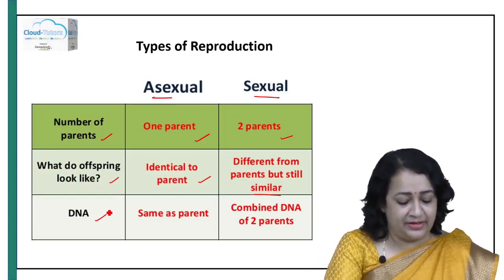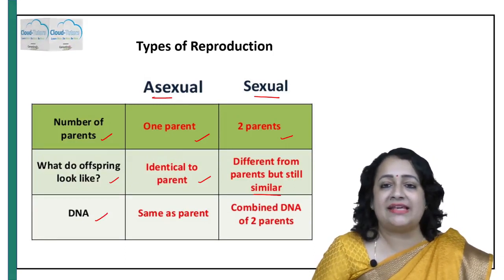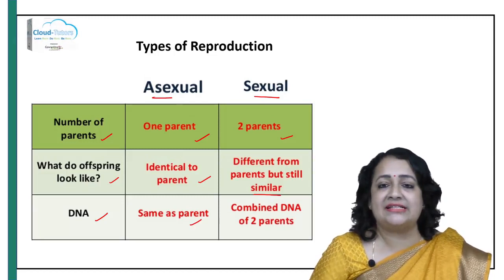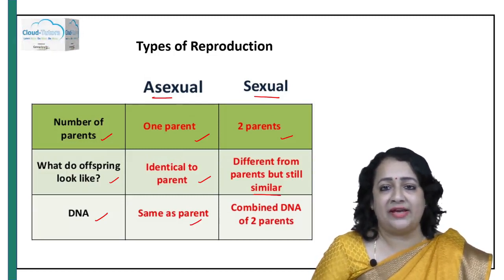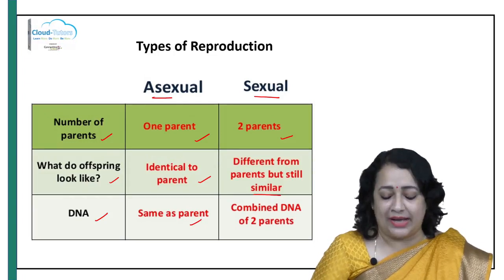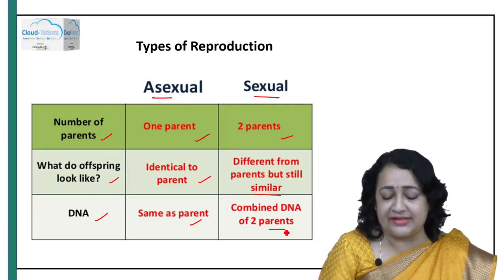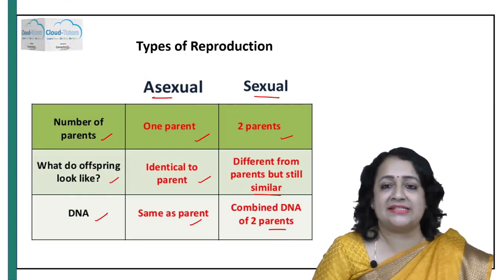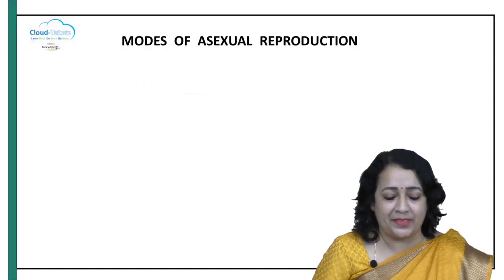So what about the DNA? The DNA will be the same as the parent in asexual reproduction. Whereas in sexual reproduction, since male and female gametes are involved, the DNA is a combination of two parents. The combined DNA of two parents is seen in sexual reproduction.